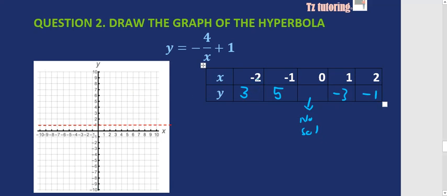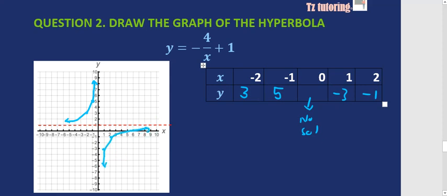And now we can plot the graph. Negative 2 and positive 3 is over there. And negative 1 and positive 5 is over there. Okay, we can then draw a line through those points. Let's go to the right hand side. We've got 1 and negative 3 over there. 2 and negative 1 is over there. And of course, we can now draw a curve through those points.